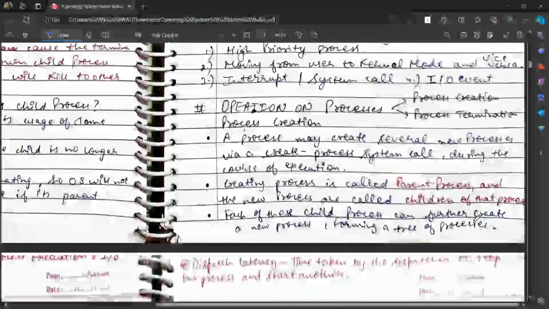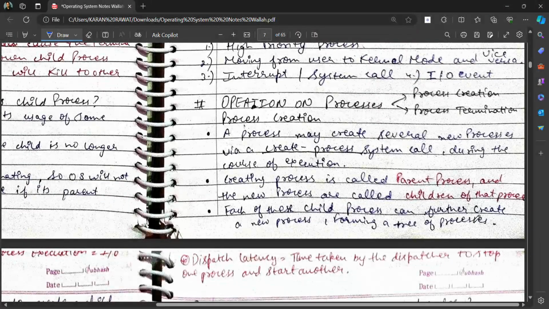Now let's see what the operations on a process are. This is also a topic mentioned in your syllabus. In most university syllabi, it is mentioned what operations we can perform on a process. Basically we can perform two types of operation. First is process creation, that a particular process can be created. We will discuss it in detail. Another one is process termination.